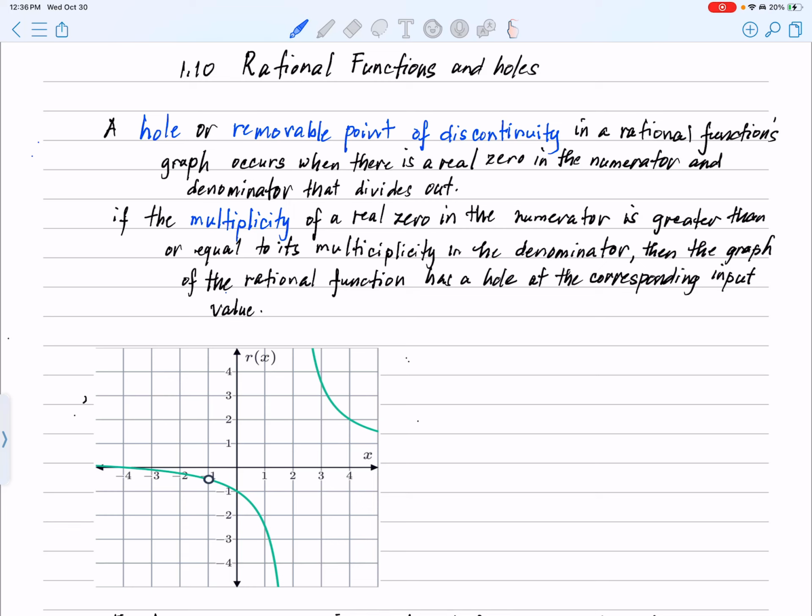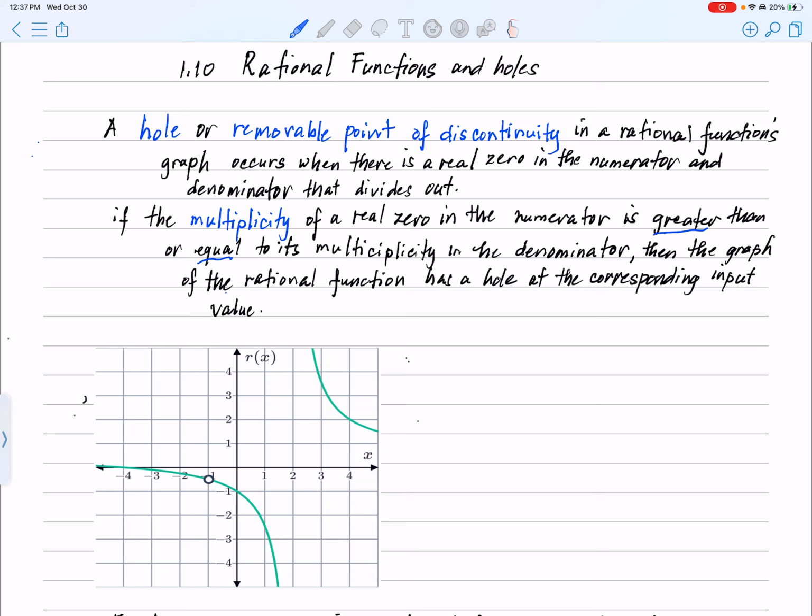Welcome to Matematika. Today we're going to do 1.10 rational functions and holes. A hole, or removable point of discontinuity, in a rational function's graph occurs when there is a real zero in the numerator and denominator that divides out, especially if the multiplicity of a real zero in the numerator is greater than or equal to its multiplicity in the denominator.